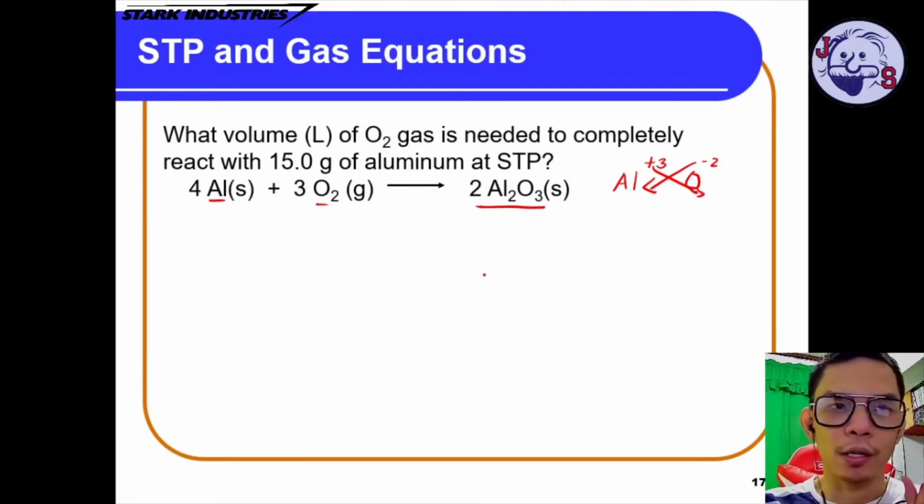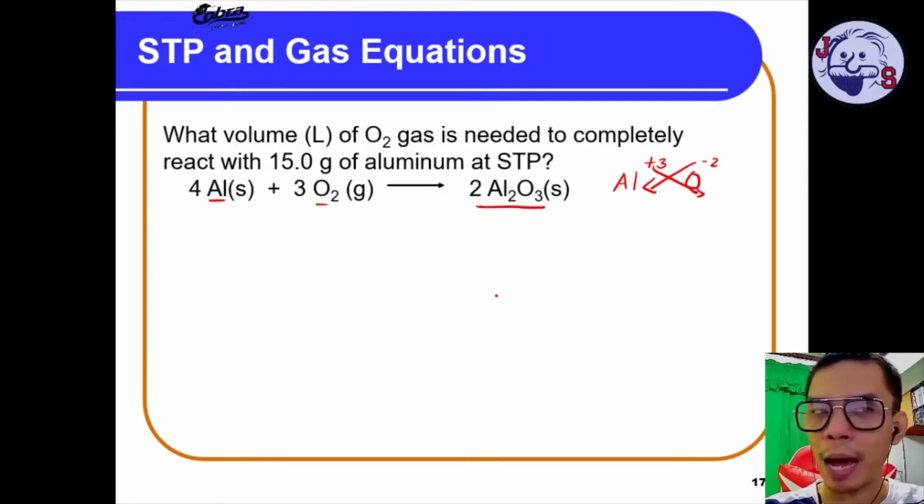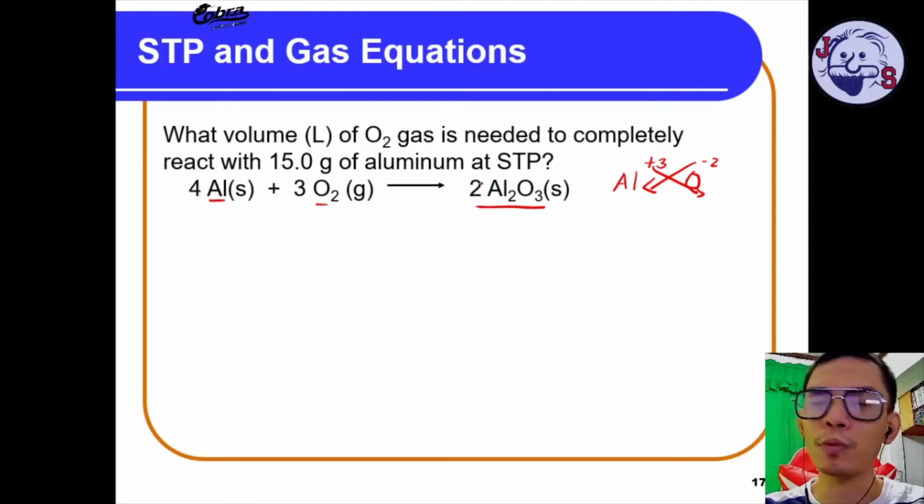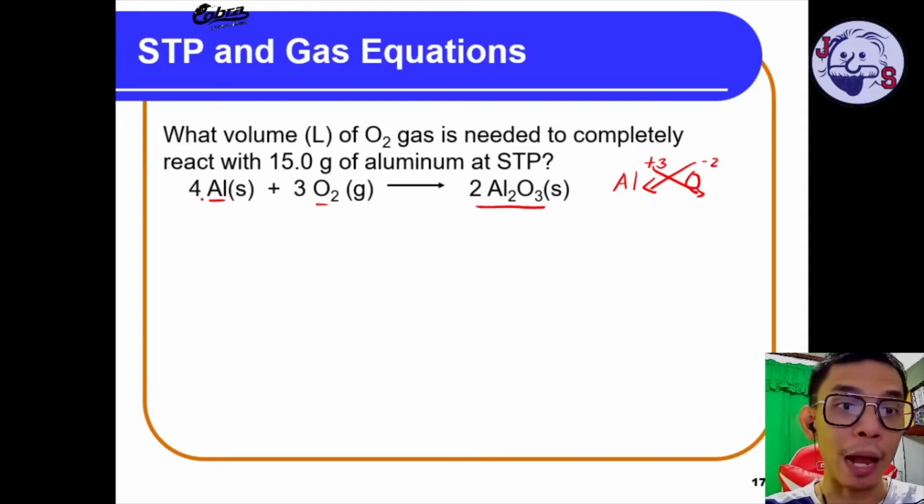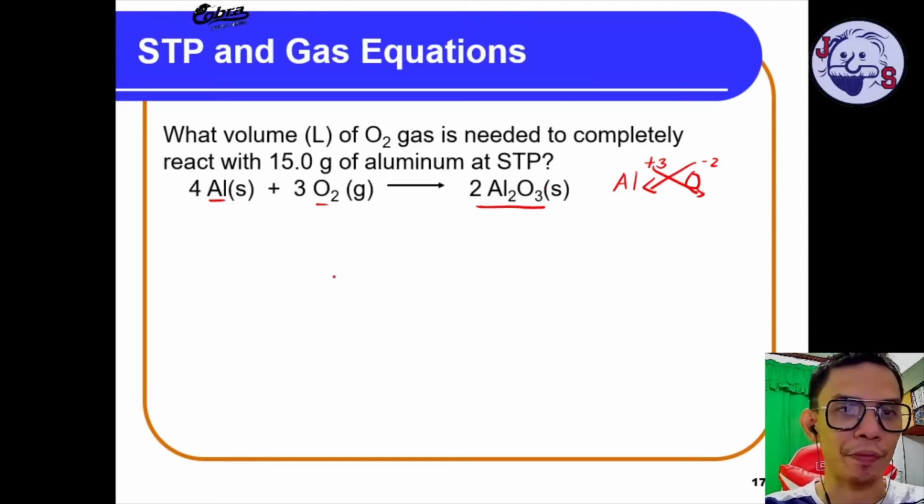Now the chemical formula is correct. How about the balanced equation? Did we balance the equation correctly? We have 4 aluminum here, and 2 times 2, we have 4. So aluminum is balanced. And we have the oxygen: 3 times 2, 6. On the product side, 2 times 3, we have 6 as well. So definitely we have the correct balanced equation. This is one of the most important things that you should do.